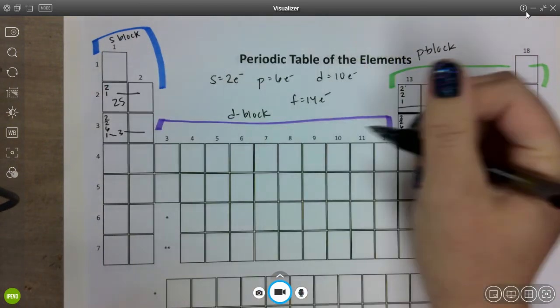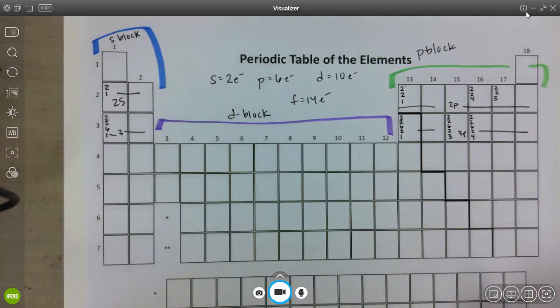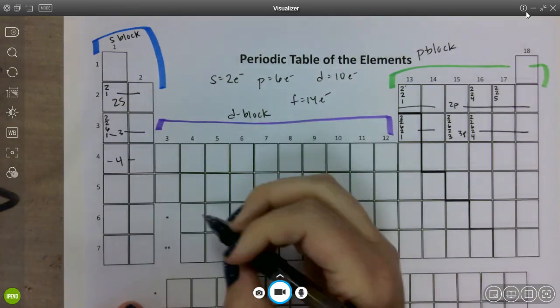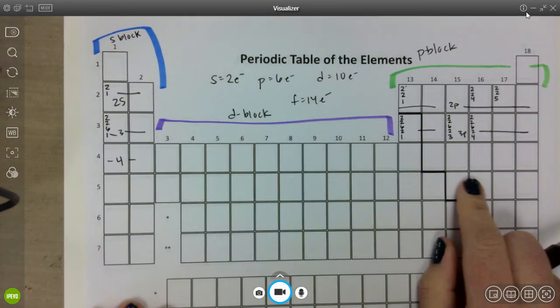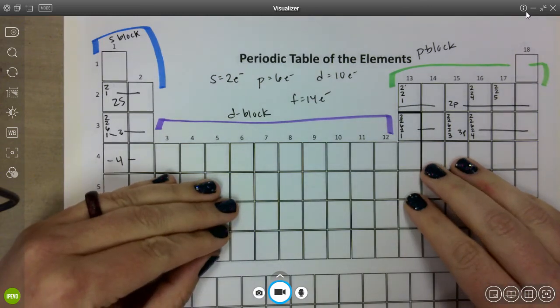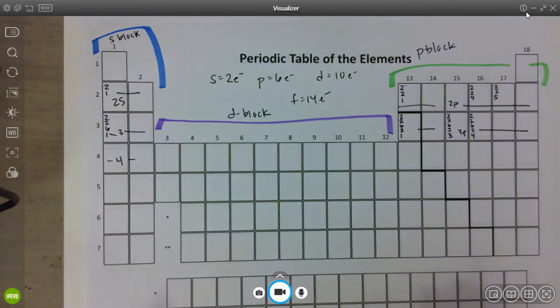3s, this is 3p, and so on. Down here we have the 4s, and then we will talk about this stuff a little bit later. So right now we're just going to focus on this chunk, and then tomorrow we'll focus on the rest of it, okay?